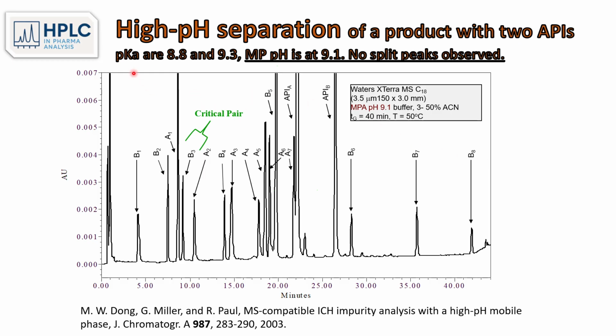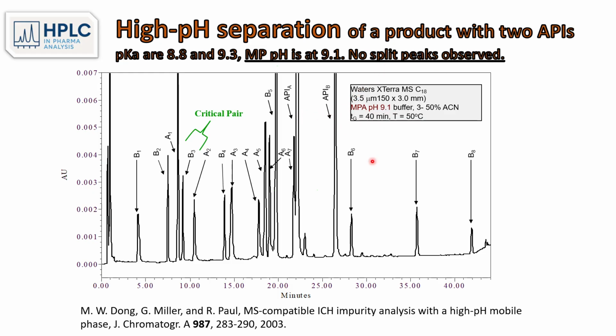I'd like to point out that the pKa of the primary API, the first one, is 8.8, and the second one, B, is 9.3. And the optimized pH that we found was actually at 9.1. And there's no evidence of any split peaks observed from these two.